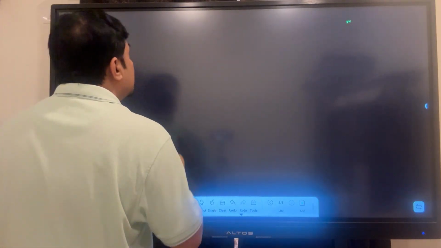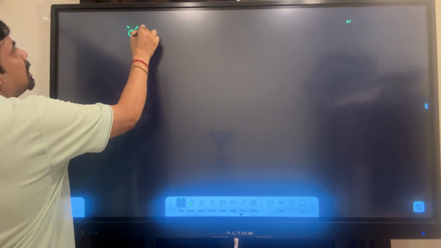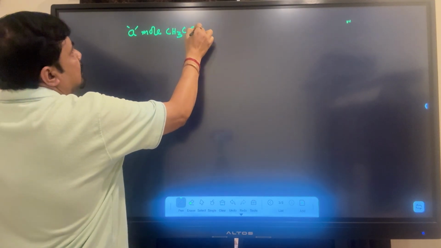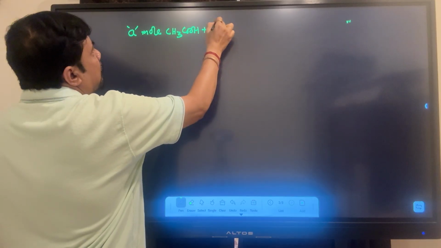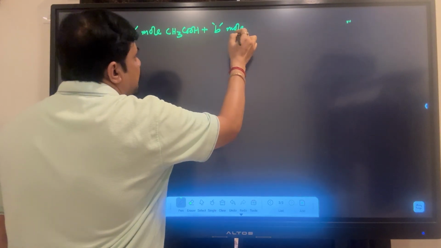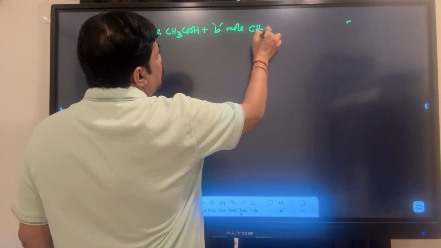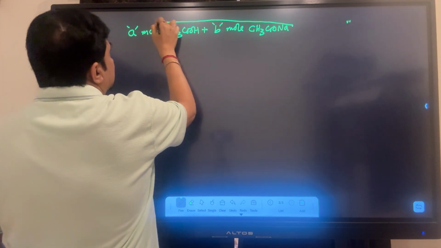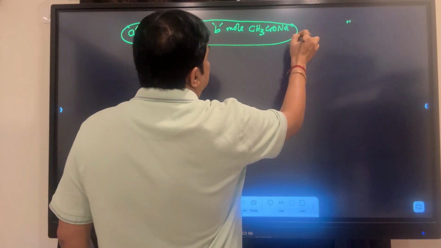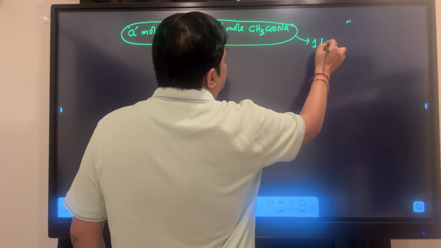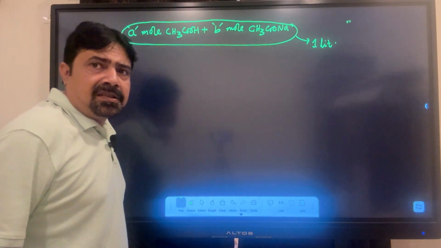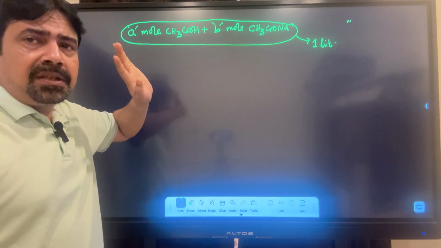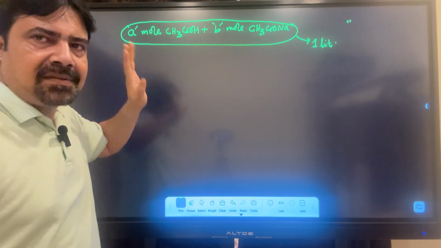What I am telling: a mole of acetic acid mixed with b mole of sodium acetate, to get the buffer solution. If you look at this entire solution, the volume of the solution is 1 liter. That means the molarity in both cases is nothing but a molar acetic acid and b molar sodium acetate. They form a buffer solution, as simple as that.